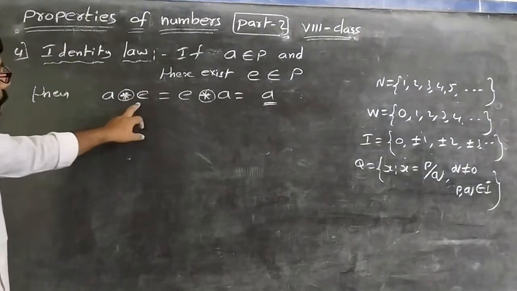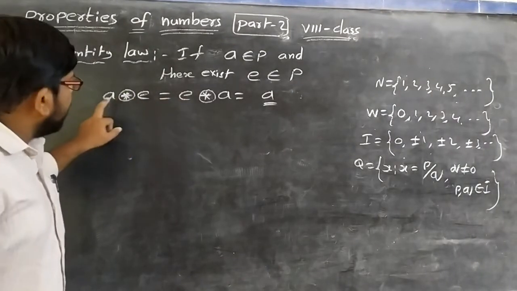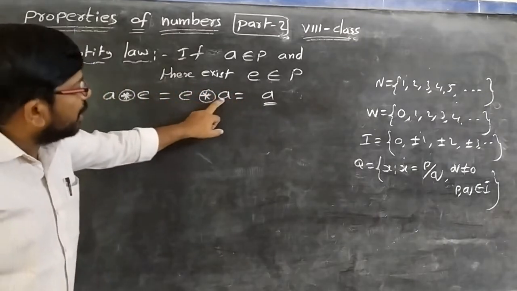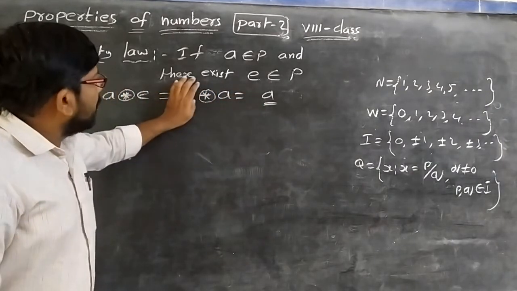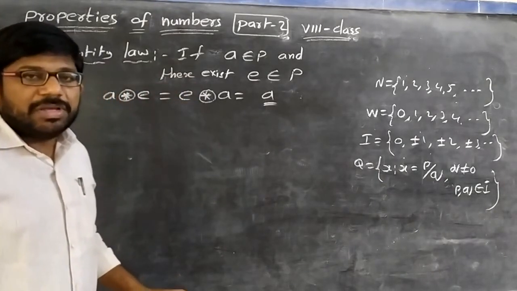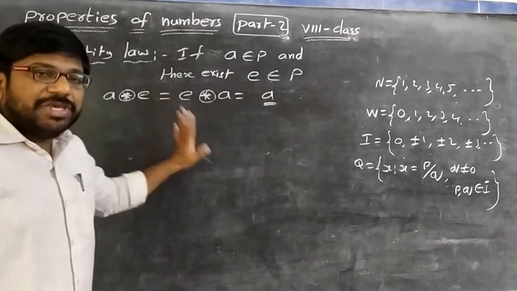So here there is no use of E. A star E is equal to A. E star A is equal to A. But here E is an identity element. There is no use of E, right?